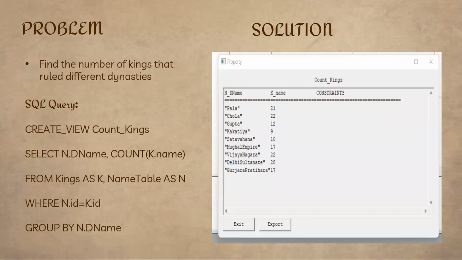Coming to the second query, we wanted to find the total number of kings who ruled under different dynasties. As the query says, we have selected the dynasty name and count of kings from kings and name tables. We have joined it by ID and grouped by dynasty name. As you see in the solution, we got 21 kings under Pala dynasty, 22 kings under Chola dynasty, and so on.